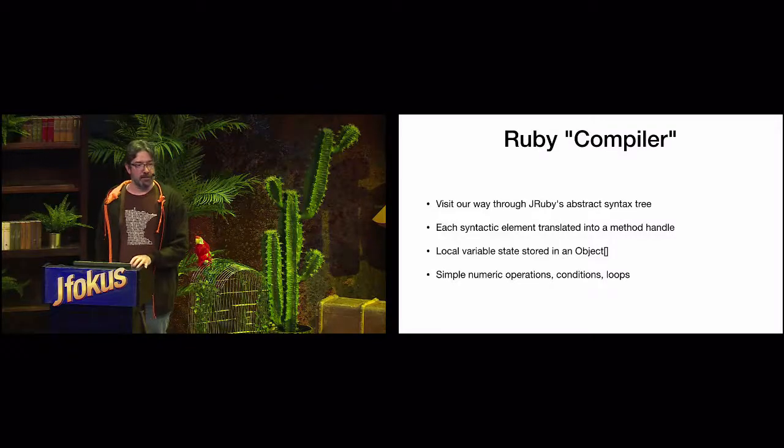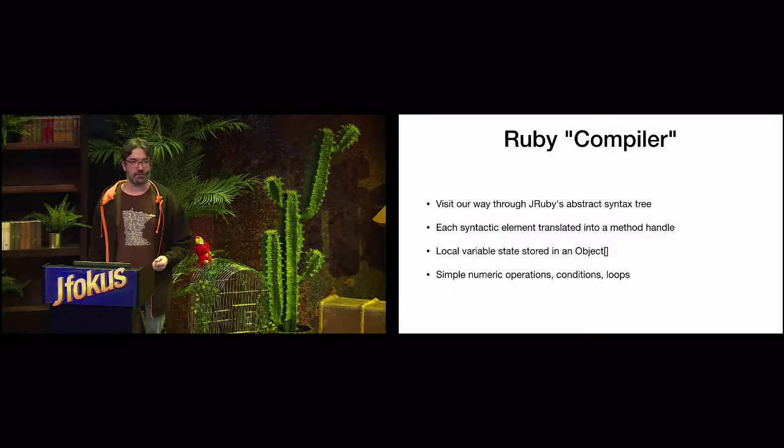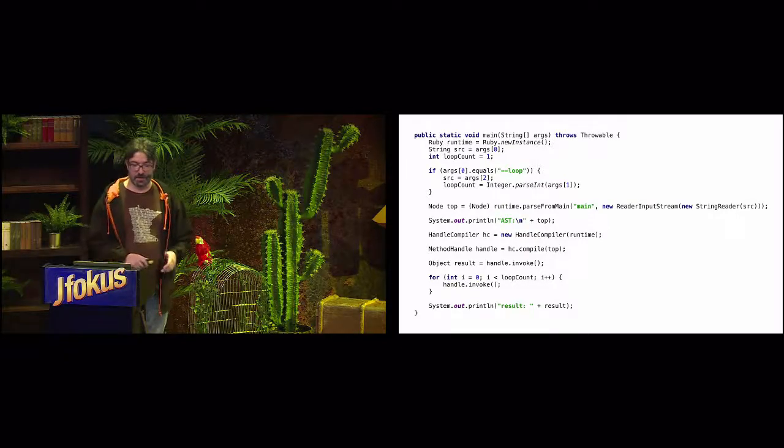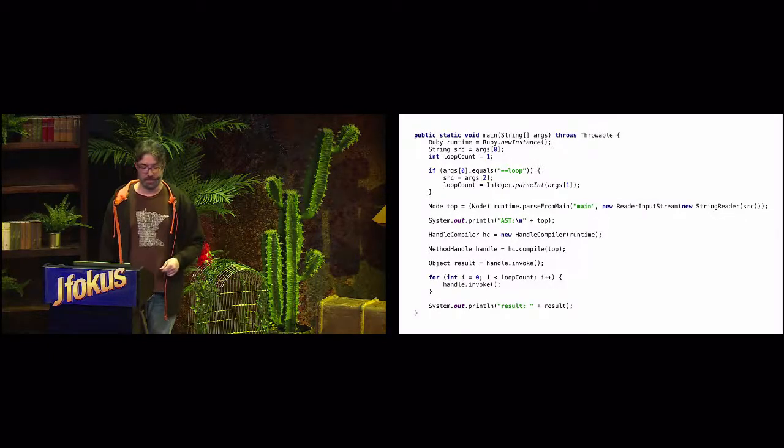And the only things that I have implemented at this point when playing around with this, I've got some simple numeric operations, some conditionals, and some loops. But we'll see how we can turn some Ruby code into method handles here. This is the top level of the compiler. Again, just a quick experiment. The important parts here is that we're going to parse that Ruby code that's been passed in on the command line and then pass it into our handle compiler to be visited and turned into method handles.